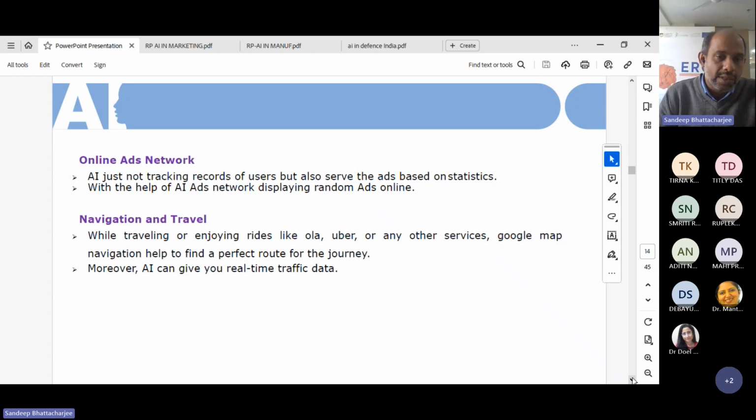In terms of navigation and travel also, you see nowadays people, when they're visiting other places, within the country or outside the country, we all like to enjoy rides, and of course this has become much easier with the help of concepts like Ola, Uber, or even shuttles for office goers, right? So this is one concept.